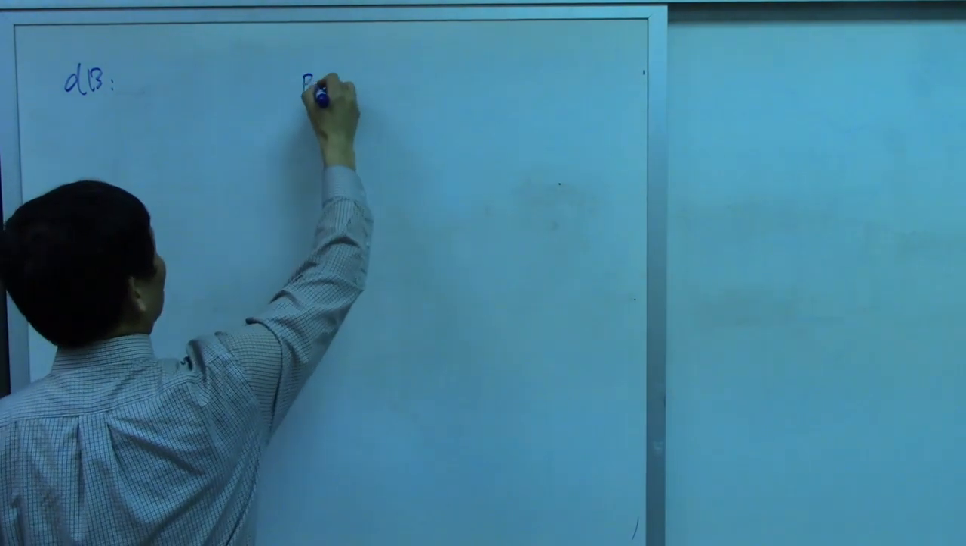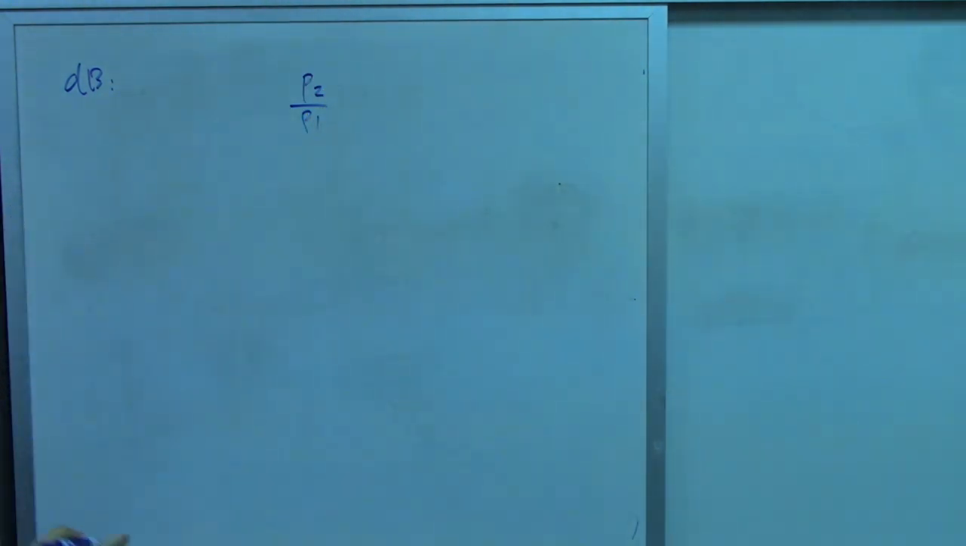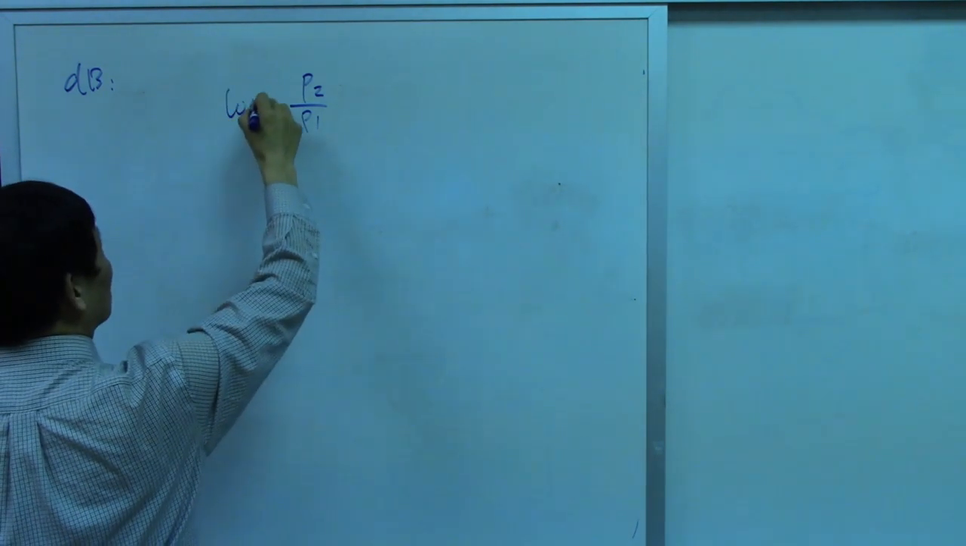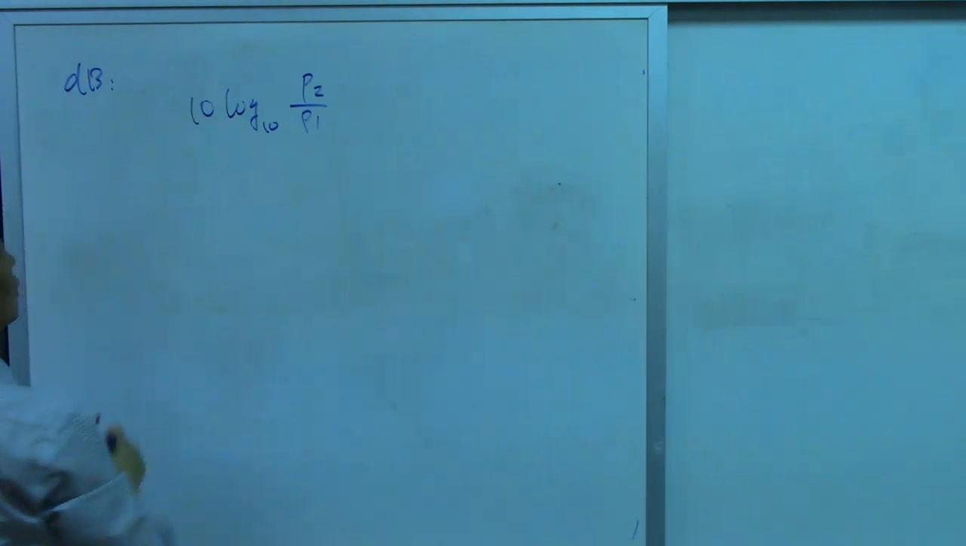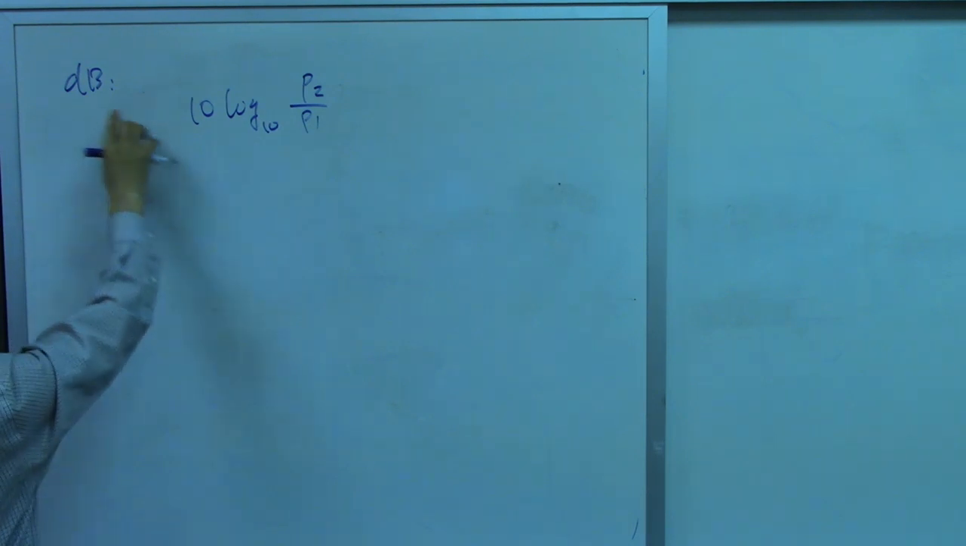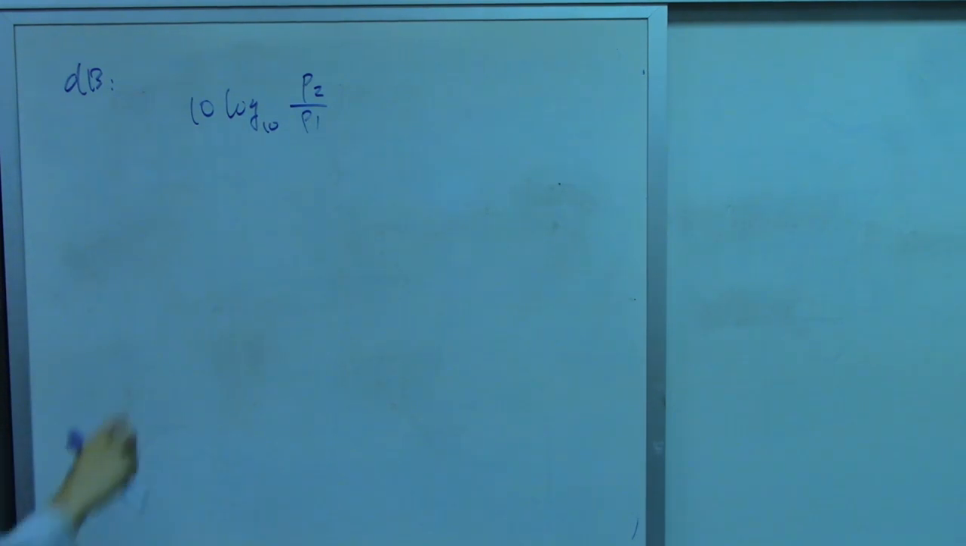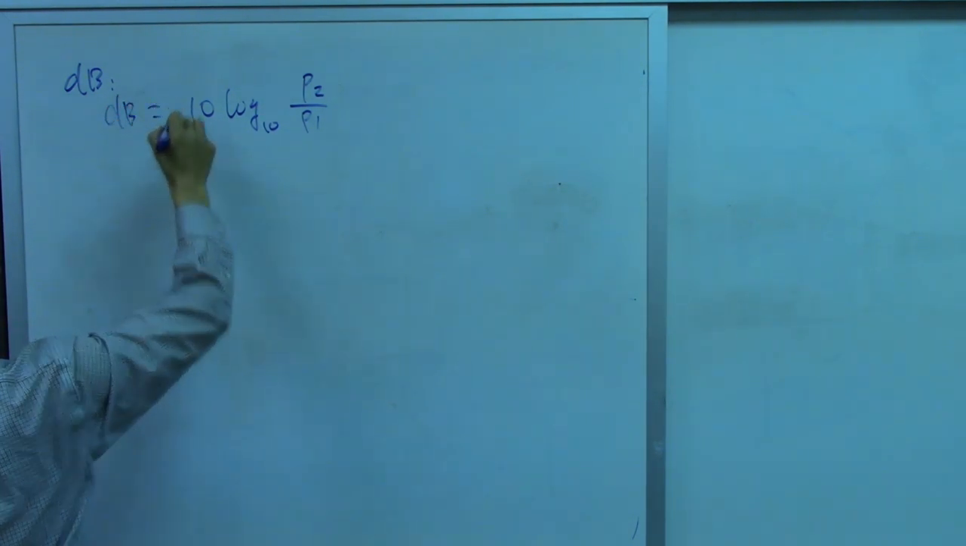For example, if the ratio is in terms of power, P2 over P1, then we take the log of this base 10, then we multiply by 10, and that is called dB. D means deci, so it means 10. Because this number is too large, I multiply by 10 to make the unit smaller. So dB equals this.